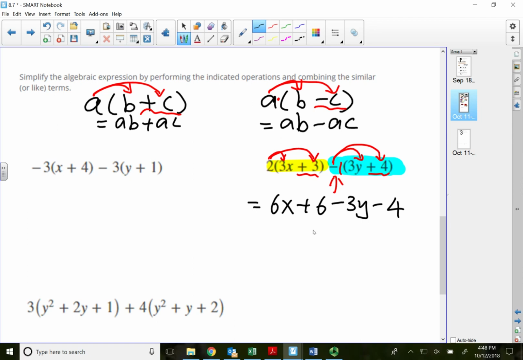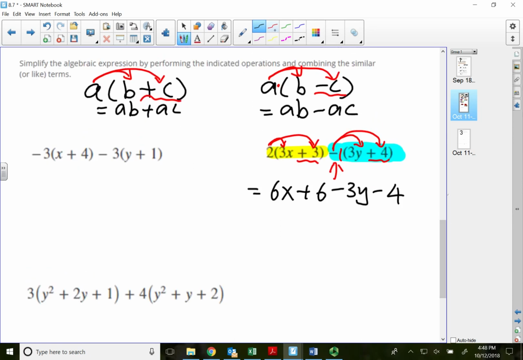So now I'm staring down at 4 different terms. All right, alphabetical order and go by exponents. My 6x had no like term, so that's still 6x. X goes first, then y. Negative 3y has no like term to combine, so that's still negative 3y. Positive 6 can combine with negative 4. When we combine them, I just say 6 minus 4, which is positive 2.